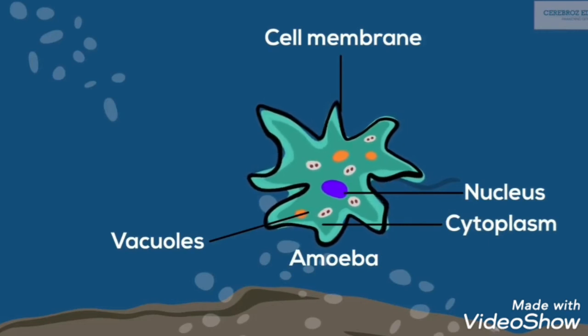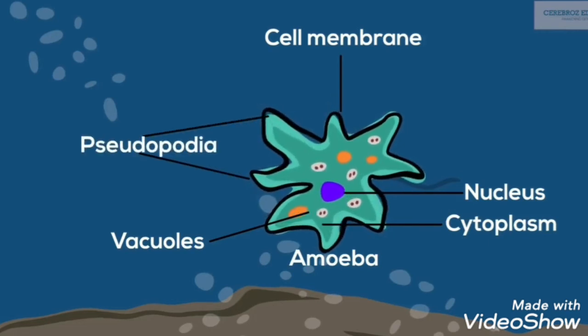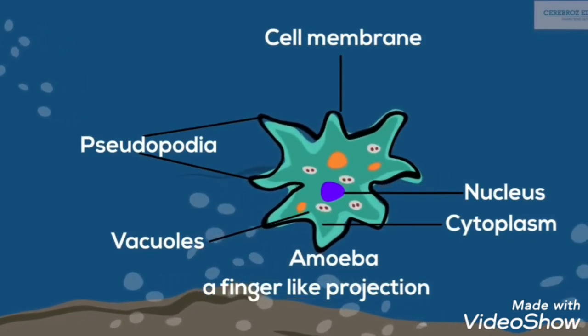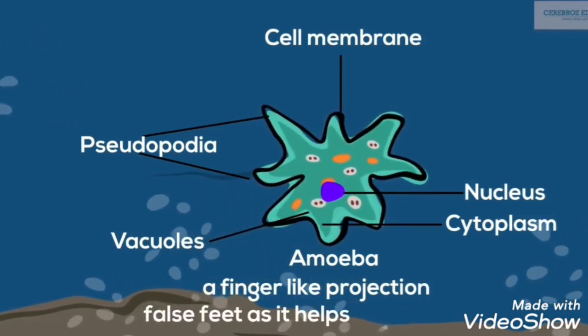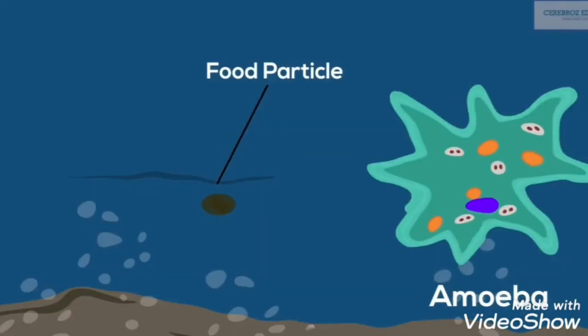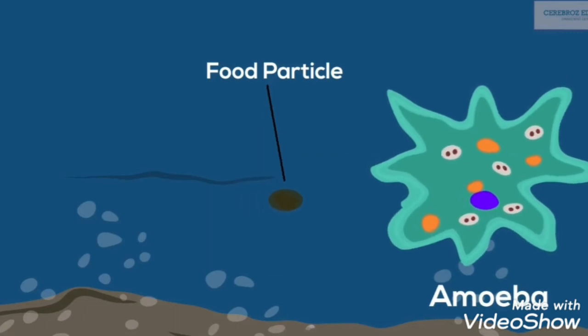Amoeba keeps changing its position and shape with the help of pseudopodia, a finger-like projection on the surface of amoeba. It is also called false feet as it helps in the movement of amoeba from one place to another. Amoeba also uses pseudopodia to capture food.